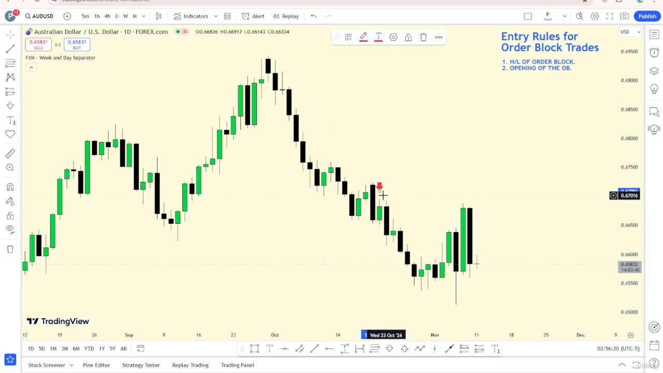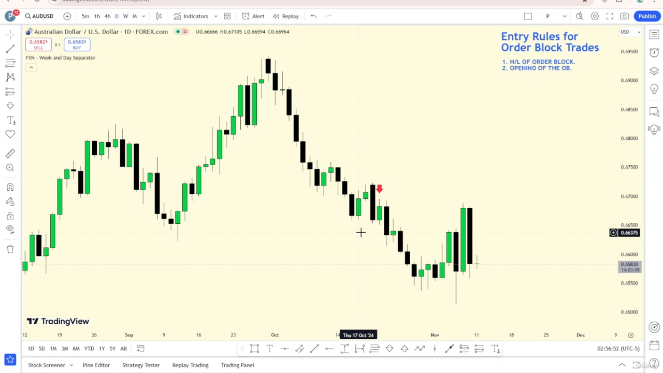The order block I'm going to outline here for our example is that one right there. This is the bearish order block. It is the last up close candle before this down move. The entry rules for order blocks are simple. We have the high or low of the order block. If you're bearish, then you're looking at the low of that candle. That is our first entry point. Then the second entry point is the opening of that candle.